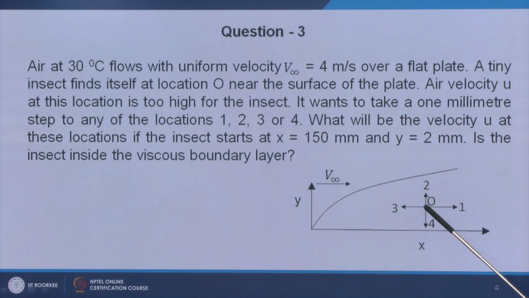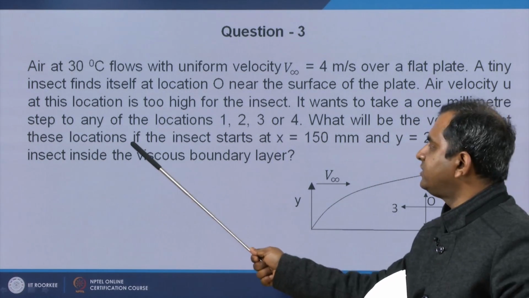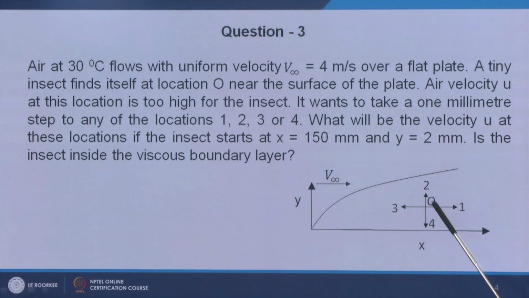So it has 4 options, to move up, to move down, and to move to the left, 1, 2, 3, 4 respectively. What will be the velocity u at these locations if the insect starts, that means point O is 150 millimeter and 2 millimeter, x and y respectively. Then I have asked, is the insect inside the viscous boundary layer? Though we have shown the figure like this, is the insect inside the viscous boundary layer? So this is a typical problem of flow over a flat plate, and we will try to see this one here.